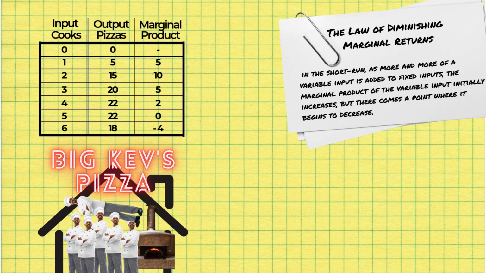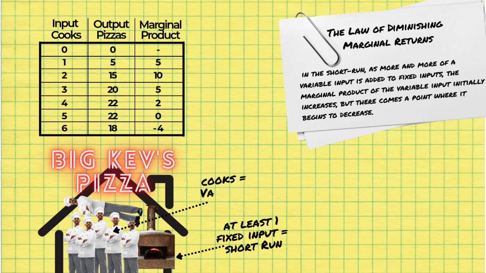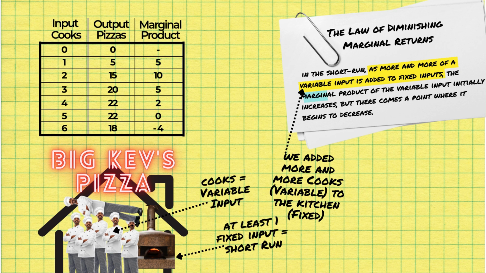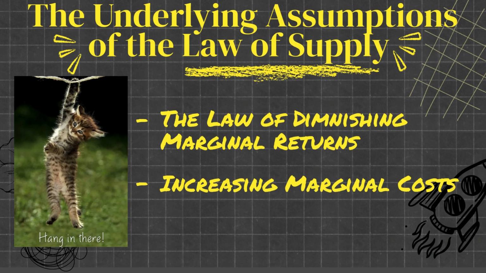Okay, so back to the definition, and let's use our pizza restaurant to understand it. Our kitchen and the pizza oven were fixed inputs, so we can say that we were in the short run. And our variable input were the cooks we hired. So, the definition is basically saying that as our pizza restaurant hired more workers, at first we were able to make more additional pizzas, but eventually got to a point where each additional worker made less and less additional pizzas. Whew, okay, that was a lot, but hopefully you got it. That was the law of diminishing returns.